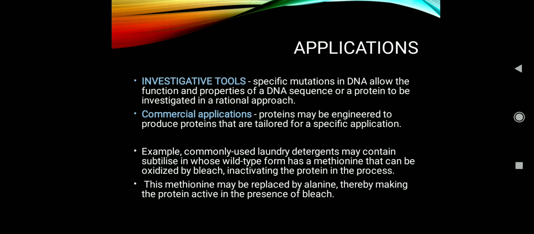Let us move on to the applications of site-directed mutagenesis. It is used as an investigative tool. What are investigative tools? As I told you, it is used to study the structure and the function of protein by altering the DNA sequence at a specific site. So when you create a mutation at a specific site in a DNA, you can check how the protein functions and what the properties of the protein are. All this can be checked. Checking means investigating. That is why it is called an investigative tool.